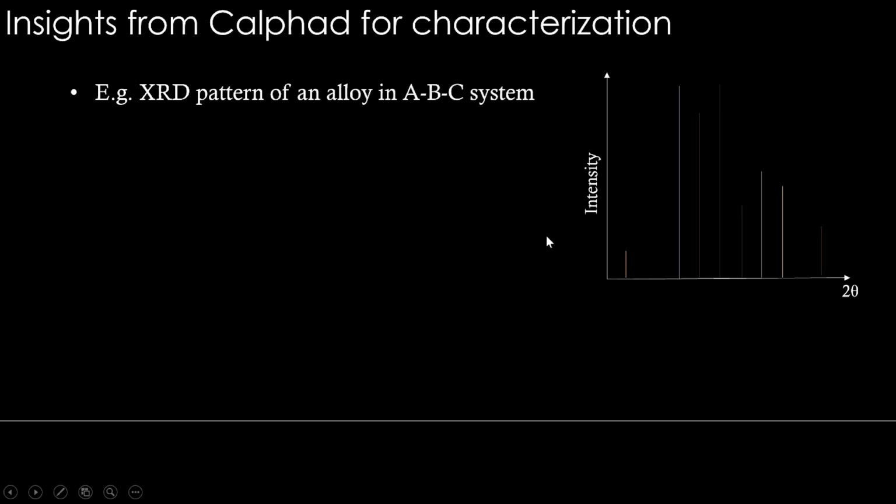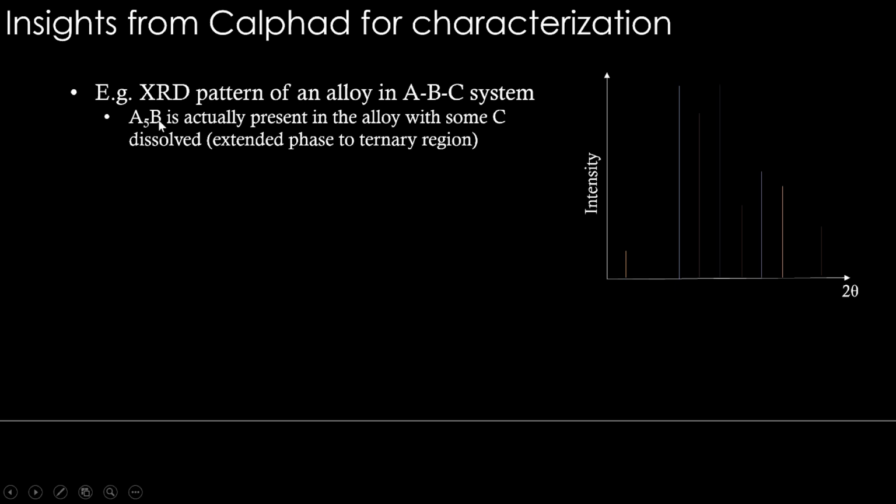So I am now putting colors on that pattern. Some of them are in orange, they belong to one phase, and these blue lines belong to some other phase. Let's say a couple of phases are there in that system. So A5B, let's say this is one compound, it is actually present in the alloy system with some C dissolved. So this is a binary side AB compound, but C dissolves in it to some extent. Therefore it is an extended phase into the ternary region. It is a stable phase in the AB system. A5B is a stable phase in the AB binary system.